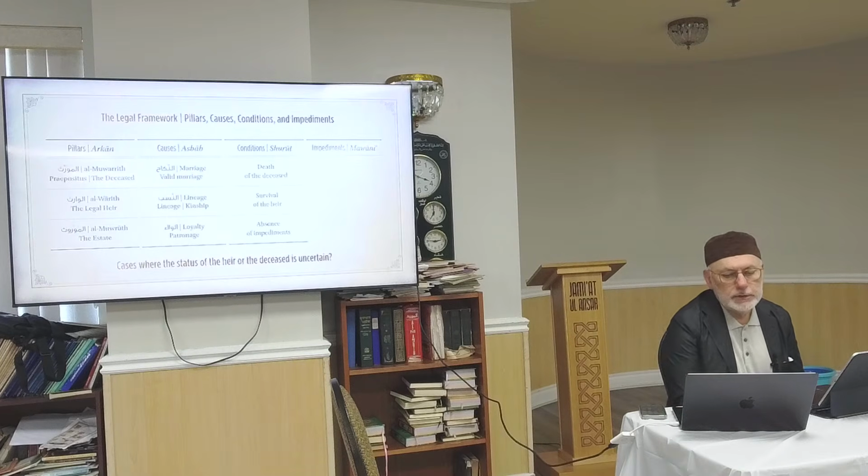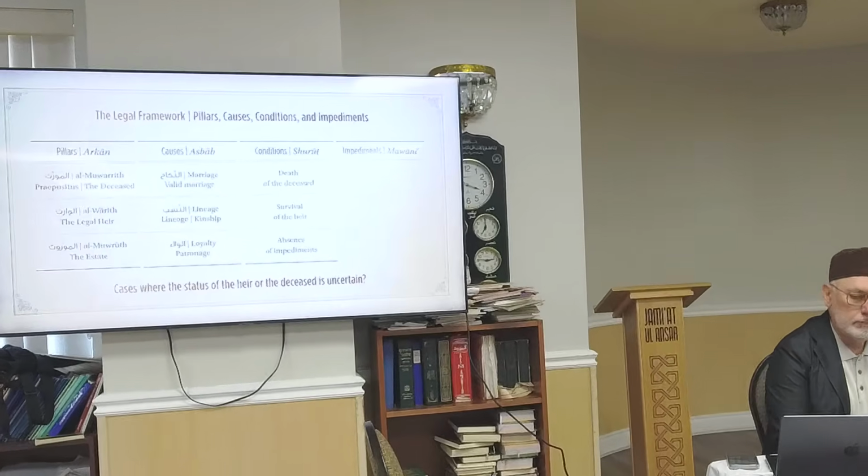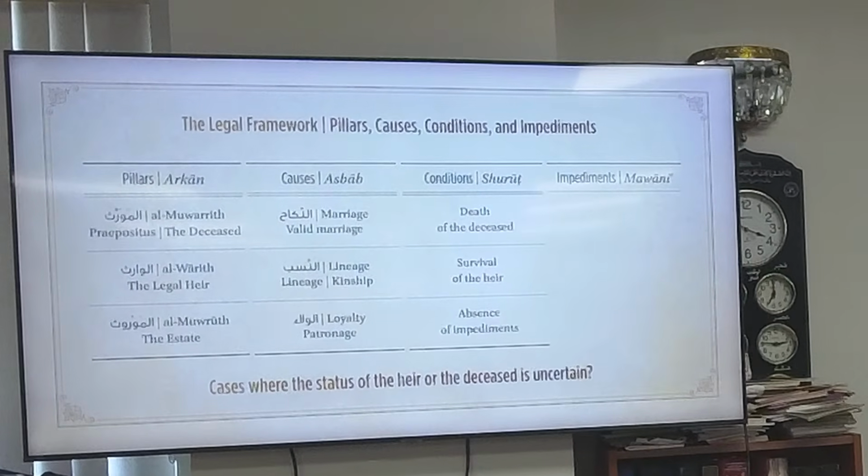Now the conditions are death of the deceased. So this is the condition. We need to make sure that the deceased has died. We need to make sure that the heir is alive. And we need to make sure there is no mani', there is an absence of all impediments.